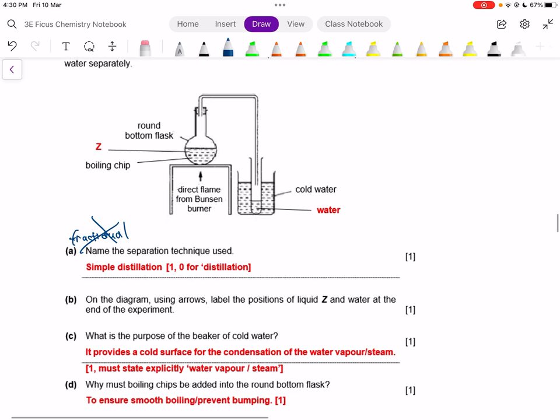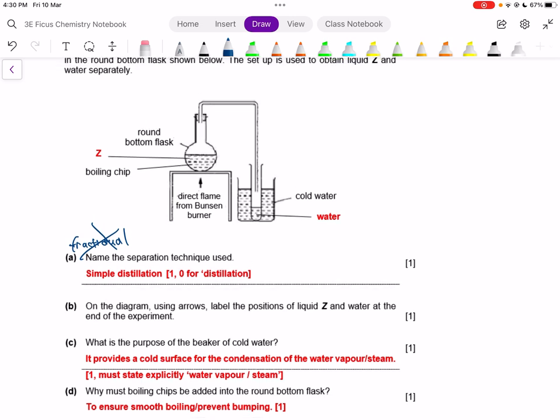Then next, at the end of the experiment, on the diagram, use arrows to label the position of liquid Z and water at the end of the experiment. So it is important that when you draw the arrow, you go all the way in to point at what's inside the flask and what's inside this tube. Some of you, the arrow never reached. Some of you just point. Actually, I don't really like that. Point into it. Be specific.